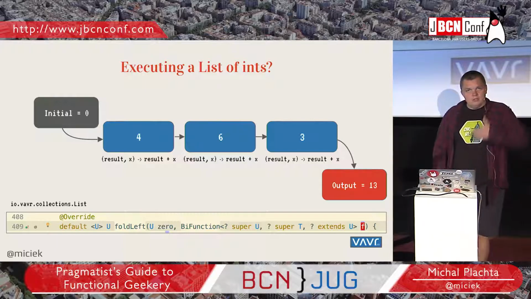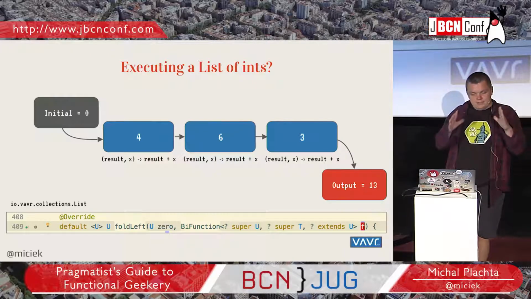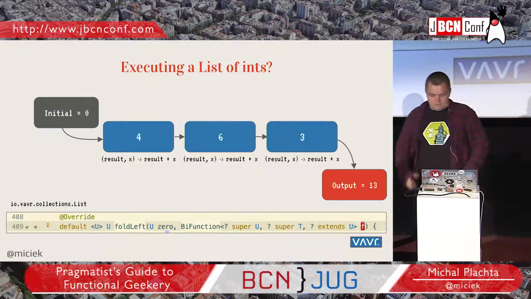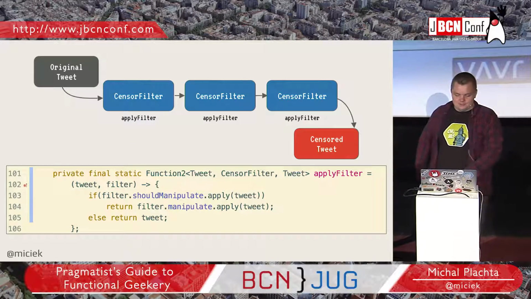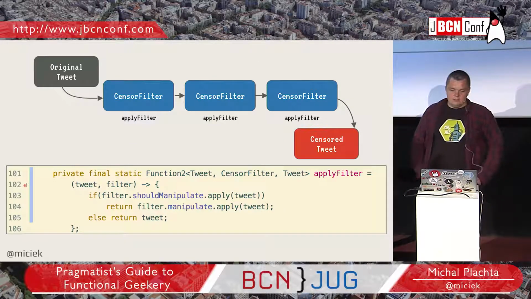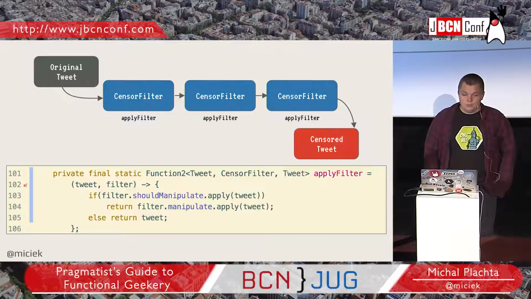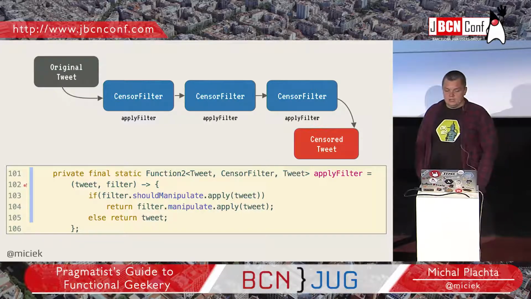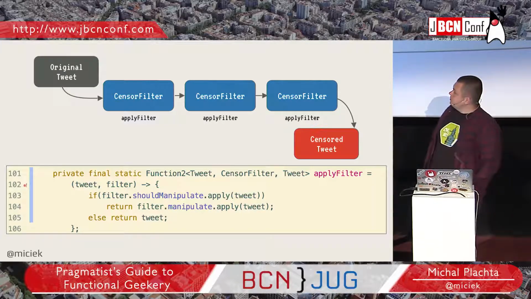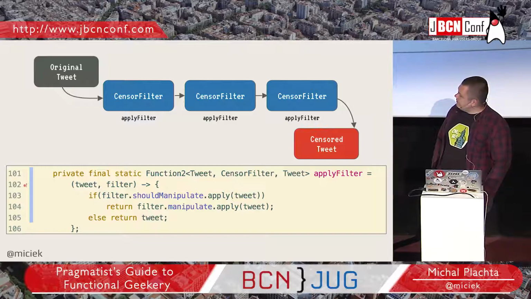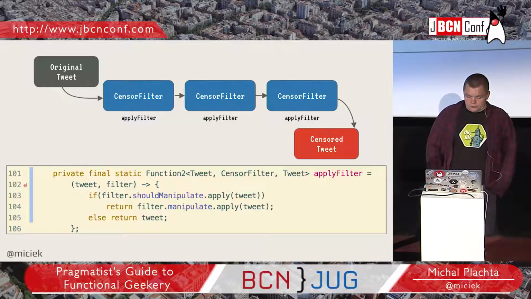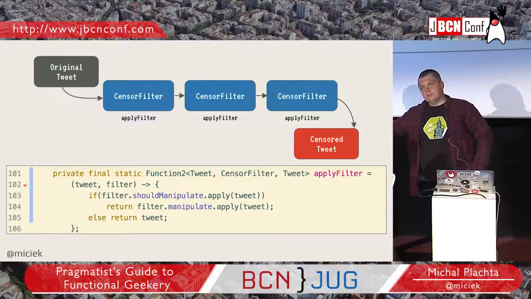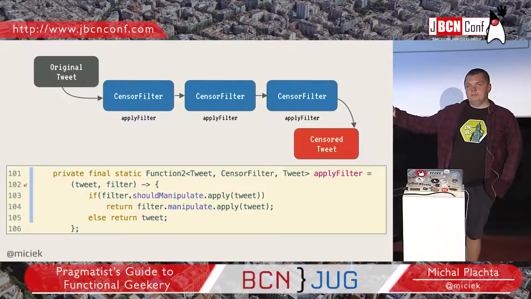Okay, so what we have is a program which is a list, an initial value, and the folding function, and we have a compiler or virtual machine, which is our foldLeft execution. Okay, so that's kind of the thinking. And in our case, we need to have this function, which is called applyFilter, and we have this tweet and filter. If the filter should manipulate the tweet, then we return a new manipulated tweet, else we return the current tweet. So we get this original tweet initially, and we go through the list, folding the list using the function, and we get the censored tweet at the end.